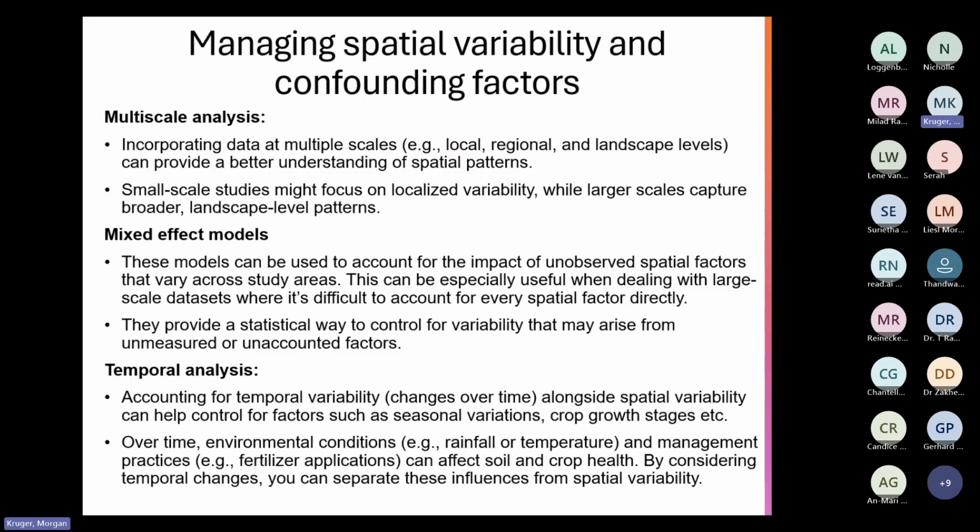And there are some ways that you can try and better manage spatial variability or confounding factors that I didn't mention on the previous slide. But this is more of when you get to the stage where you want to analyze your data. You can consider things like this. First is multi-scale analysis. So why is this important? This approach helps identify spatial trends that may be overlooked at a single spatial scale, enabling a more comprehensive understanding of spatial variability and confounding factors.